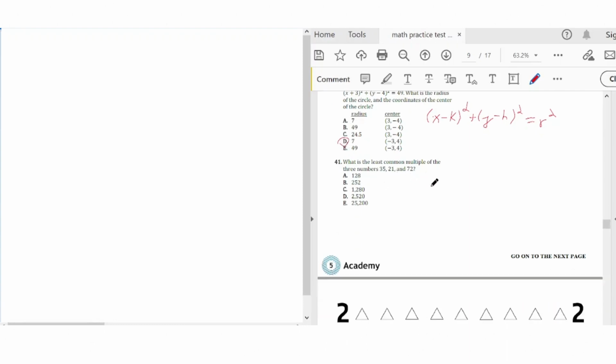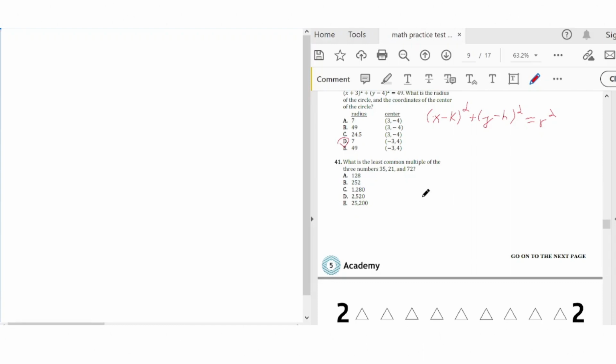Okay, 41. What is the least common multiple of the three numbers 35, 21, and 72? Now, for this, we can actually use the answers to our advantage. Since we know one of these answers has to be the least common multiple, we can divide each of these by the numbers here to see what is divisible. Because remember, the least common multiple is going to have to be the smallest number that is divisible by these three numbers. And remember, if one number is divisible by another number, when you divide those numbers, you should get a whole number.